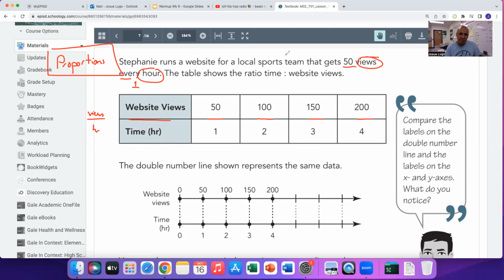So ladies and gentlemen, I can say that time is my independent variable. This is my independent variable, whereas views depend on time, which does not depend. In other words, it's independent.